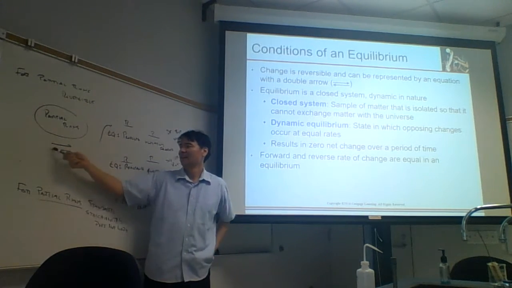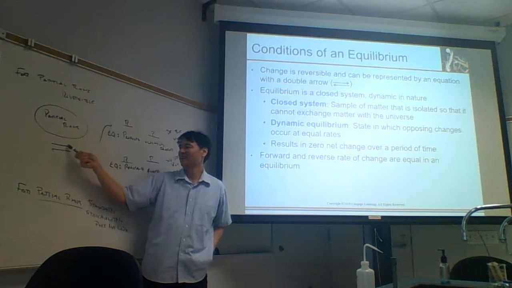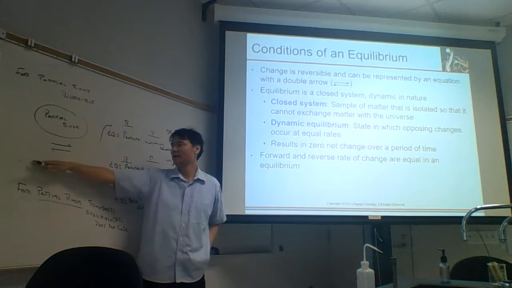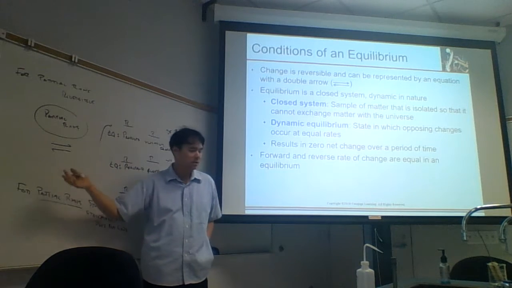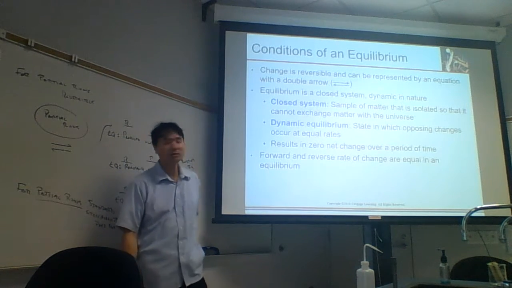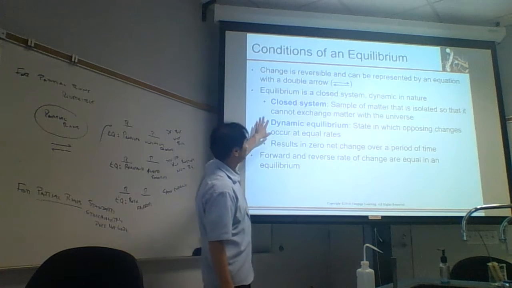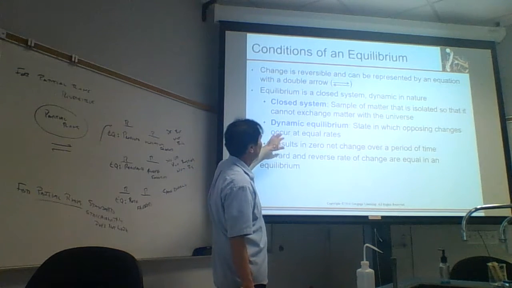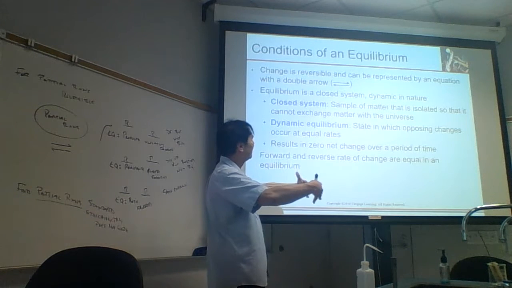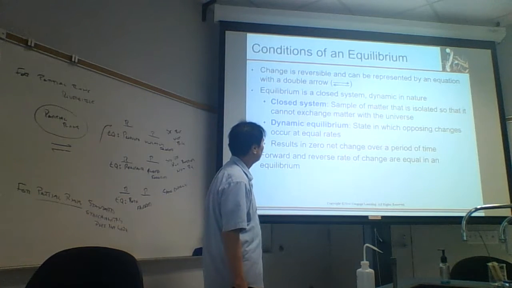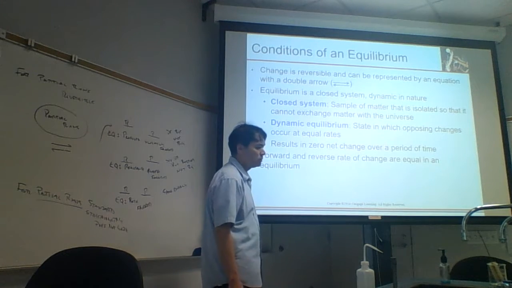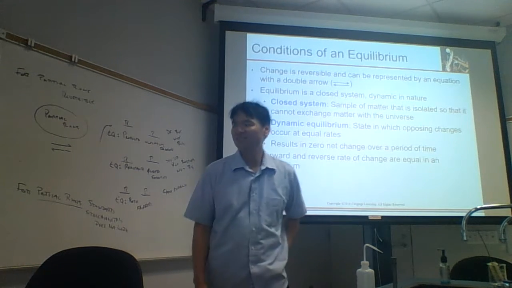And so in that case, we're still going to write these like this, except one side's favored over the other side. And so one side's bigger than the other side, but you don't see it from just these arrows here. And so the equilibrium is a closed system, dynamic in nature. Closed system we use for a lot of things. Closed system means this.